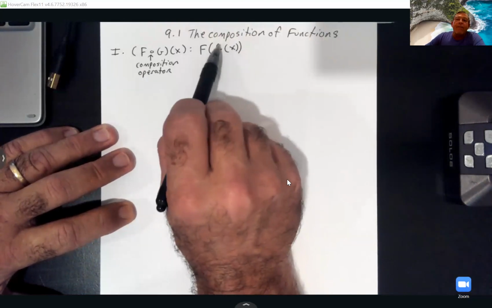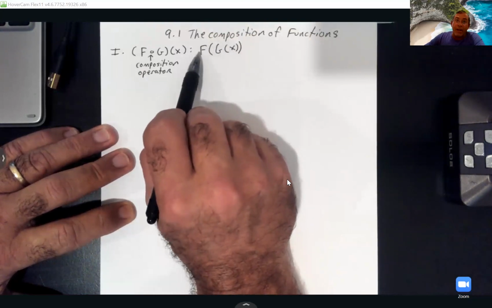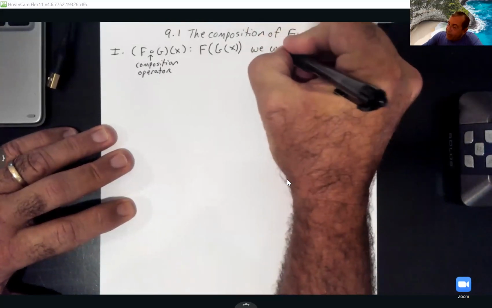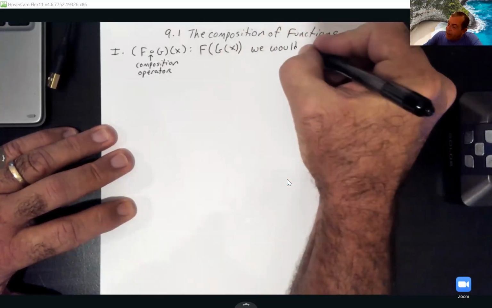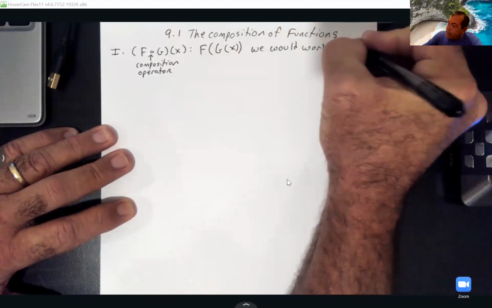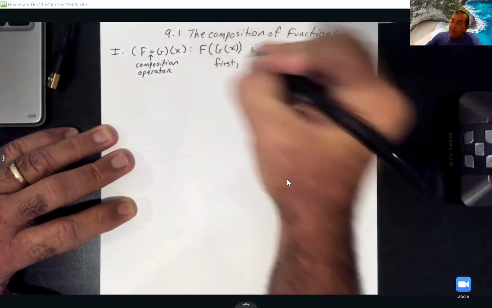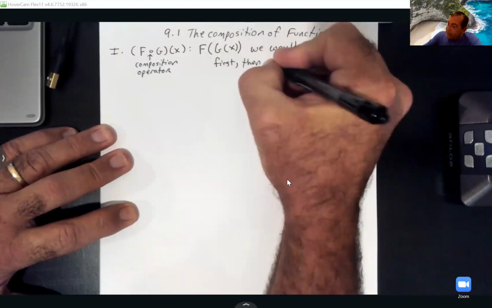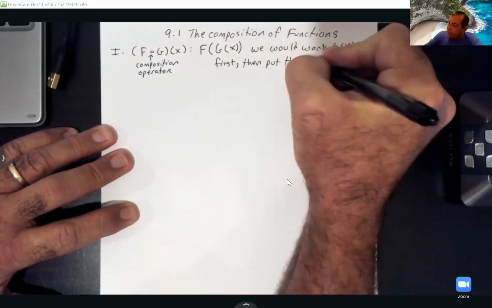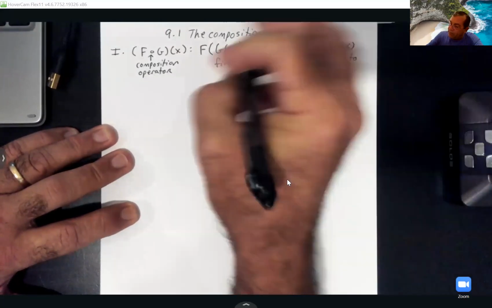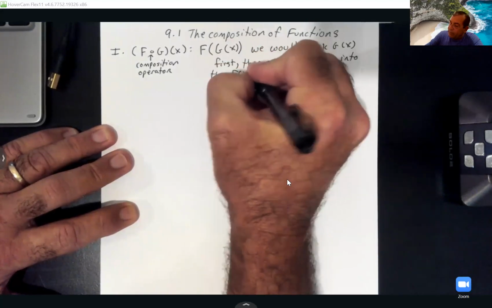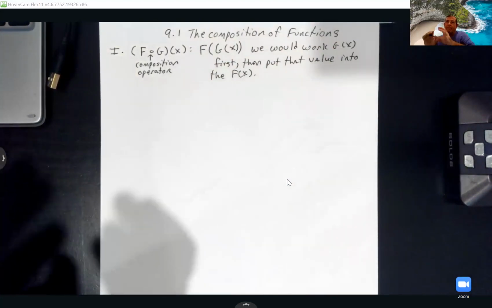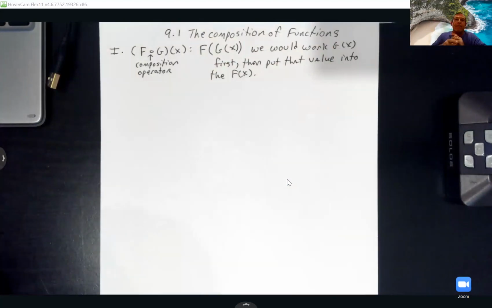So this is where a whole function is in the domain of another function. Okay. So to work this problem, we would work G of X first. Then put that value into the F of X. So it's almost like you're doing a two-step with two different functions. You're going to figure out one function. Once we get that result, we plug it into our other function.